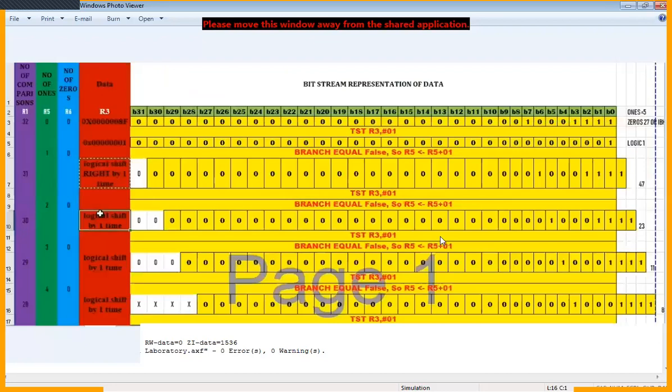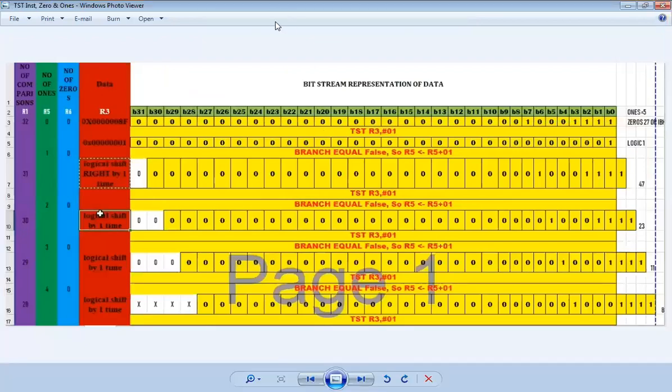So I hope all of you are able to see these numbers here, right? Is it visible? Yeah. Okay, fine. So we are looking at a data stream. Let us take this for example. I have taken 8F as an example.